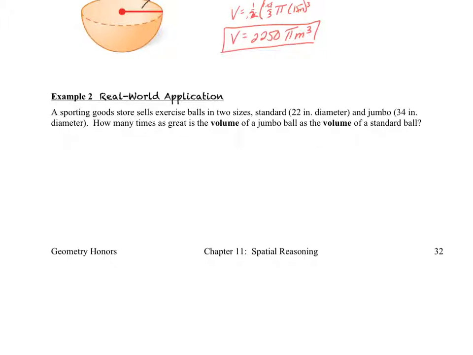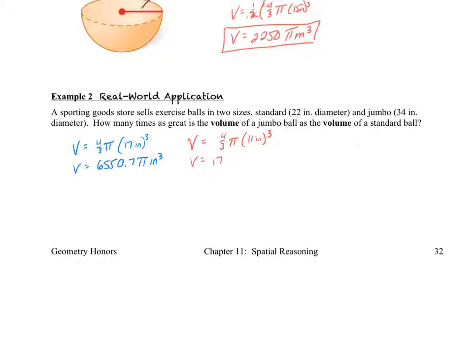each one of them. So start by finding the jumbo ball. So V equals 4/3 pi times radius cubed. The diameter is 34, so the radius is going to be 17 inches cubed. When you calculate that, you get 6550.7 pi inches cubed. You could then find the volume of the smaller ball, which has a diameter of 22, so that means it has a radius of 11 inches cubed.